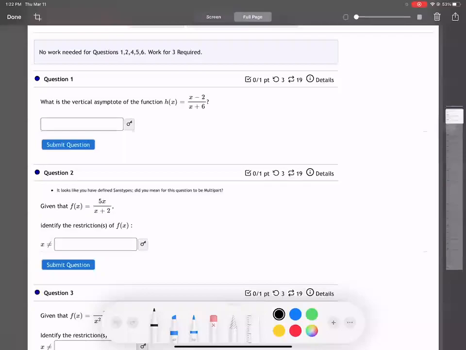All right, hi everyone. We're looking at our test 2 review for rational functions. Remember, these functions are fractions, right? And what are some characteristics that lead us to graphing these with less work? So our first question is simply, what is the vertical asymptote?